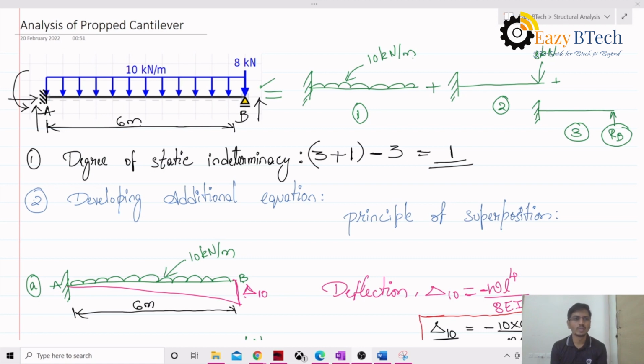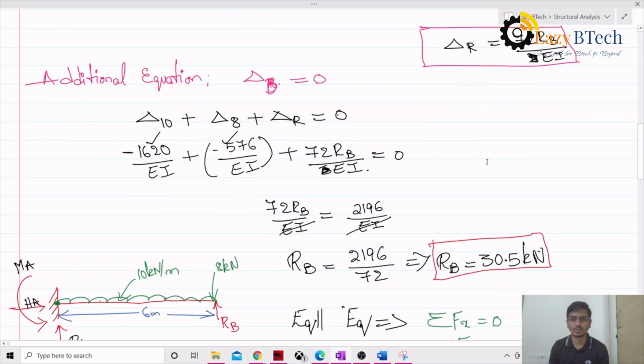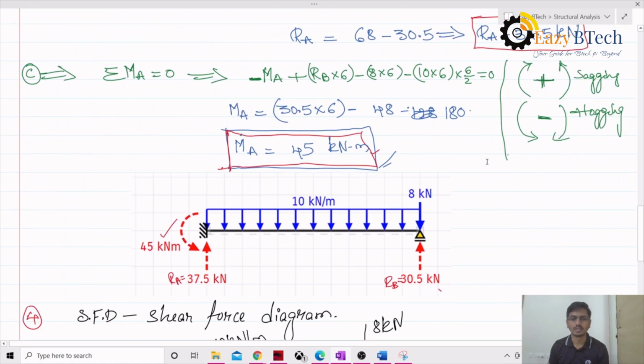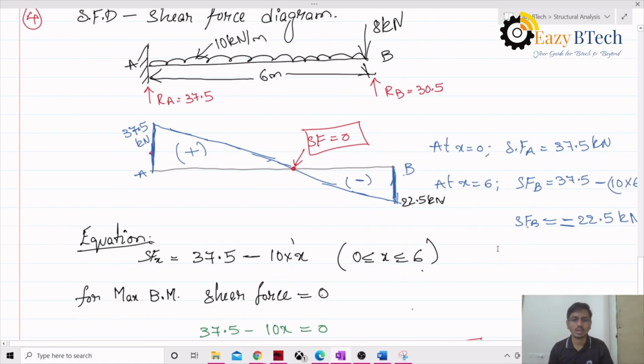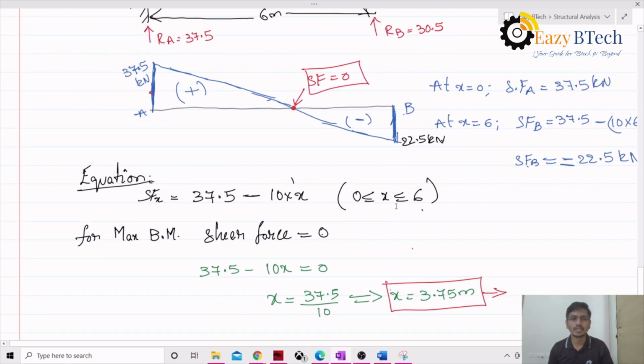In this video, we'll continue the problem which we were solving in the last video. In the last video we were solving this analysis of the cantilever. We were able to find out the reactions, and we were able to find the shear force. We were able to draw the shear force diagram, and we have found out where exactly we'll get shear force equal to 0. Now let us continue the same.